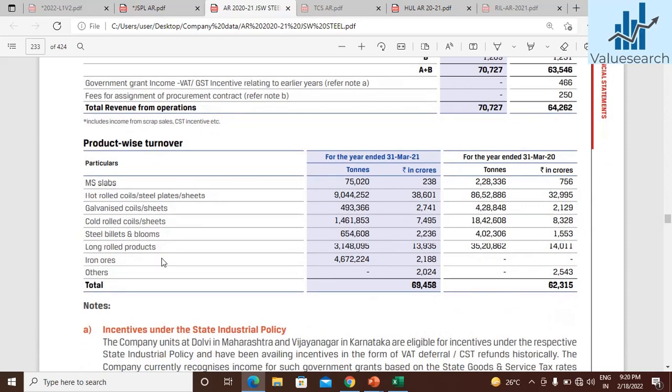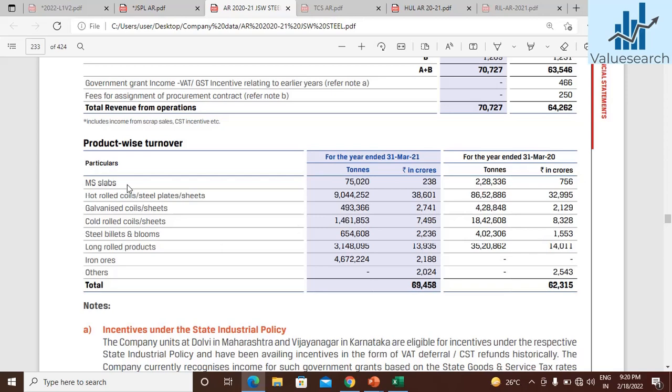So we can at least comment to company that yes, probably their corporate governance is little better than JSPL, because it is giving you much more clarity about what is actually happening product wise. So this gives you a better picture. I think for that, I would give company an extra marks.